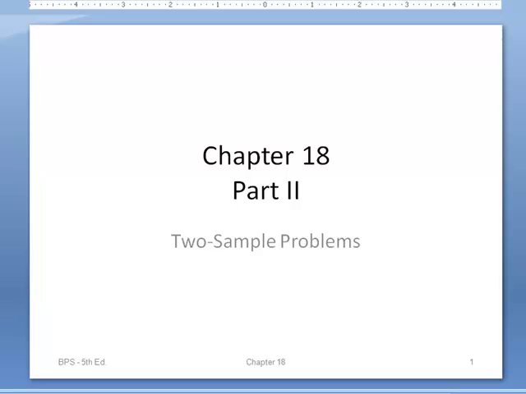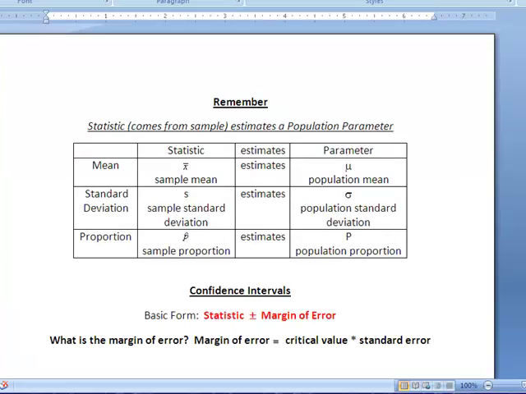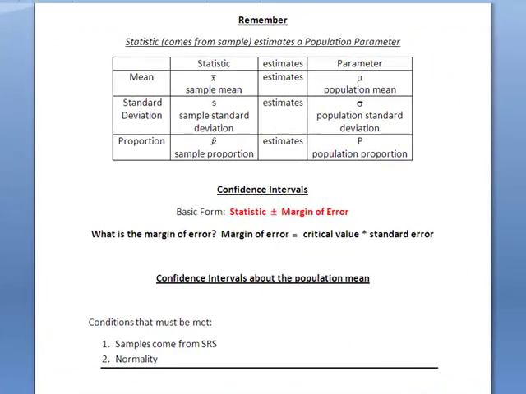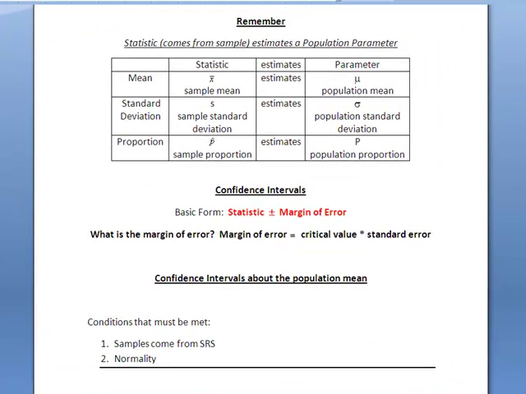Welcome back to Chapter 18, Part 2, Two Sample Problems, where we're looking at samples that are independent. Well, as stated earlier, we're going to do a little bit of a review. So we're going to talk about statistics and parameters. Statistics come from a sample, and a parameter defines a population. We use statistics to estimate parameters. So in looking at this chart, we're going to look at some statistics that estimate parameters.